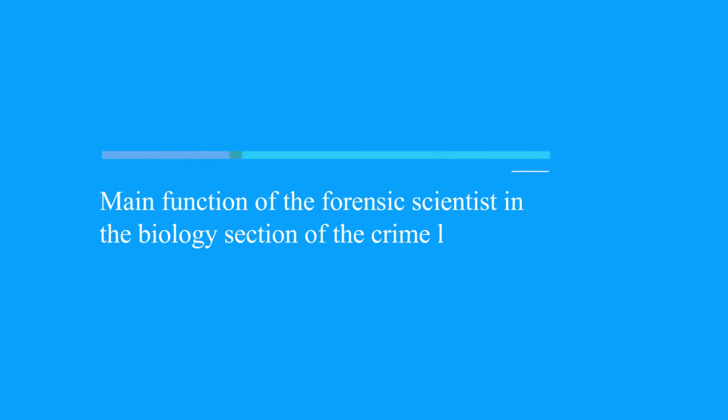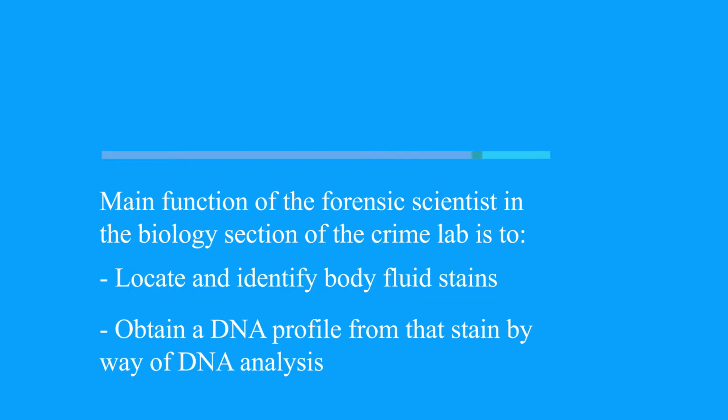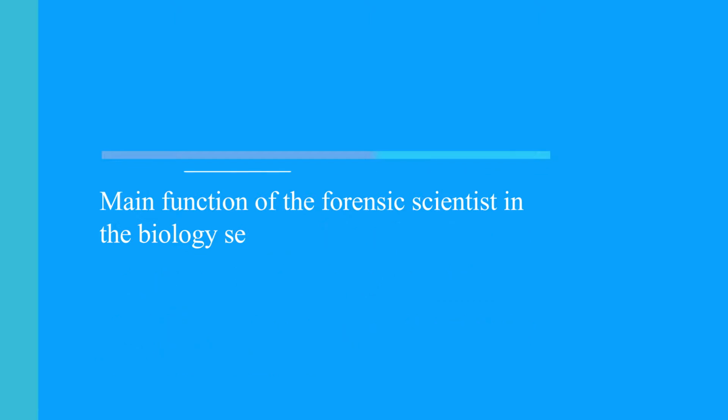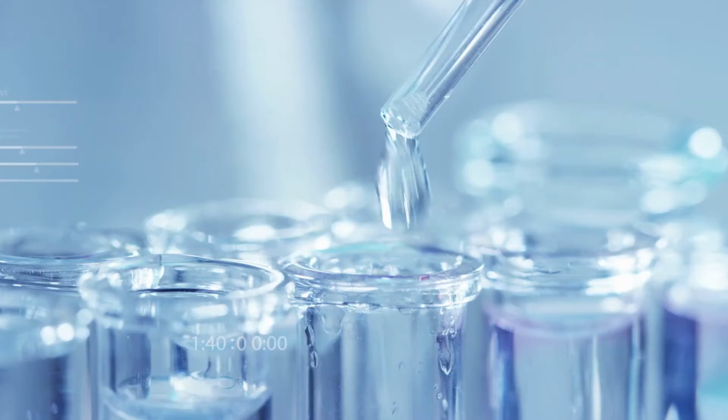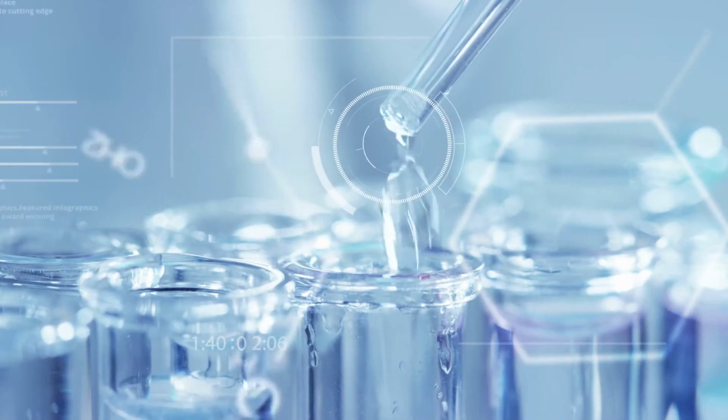The proper collection and analysis of all crime evidence is critical when investigating the crime of sexual assault. Now, the main function of the forensic scientist in the biology section of the crime lab is to locate and identify body fluid stains and obtain a DNA profile from that stain by way of DNA testing. Swabs collected from the victim during the patient exam and evidence collected from the scene are examined at the crime lab for purposes of identifying bodily fluids such as seminal fluid, saliva, and blood. Once those fluids are identified, the lab performs DNA analysis to find out who the fluid belongs to.